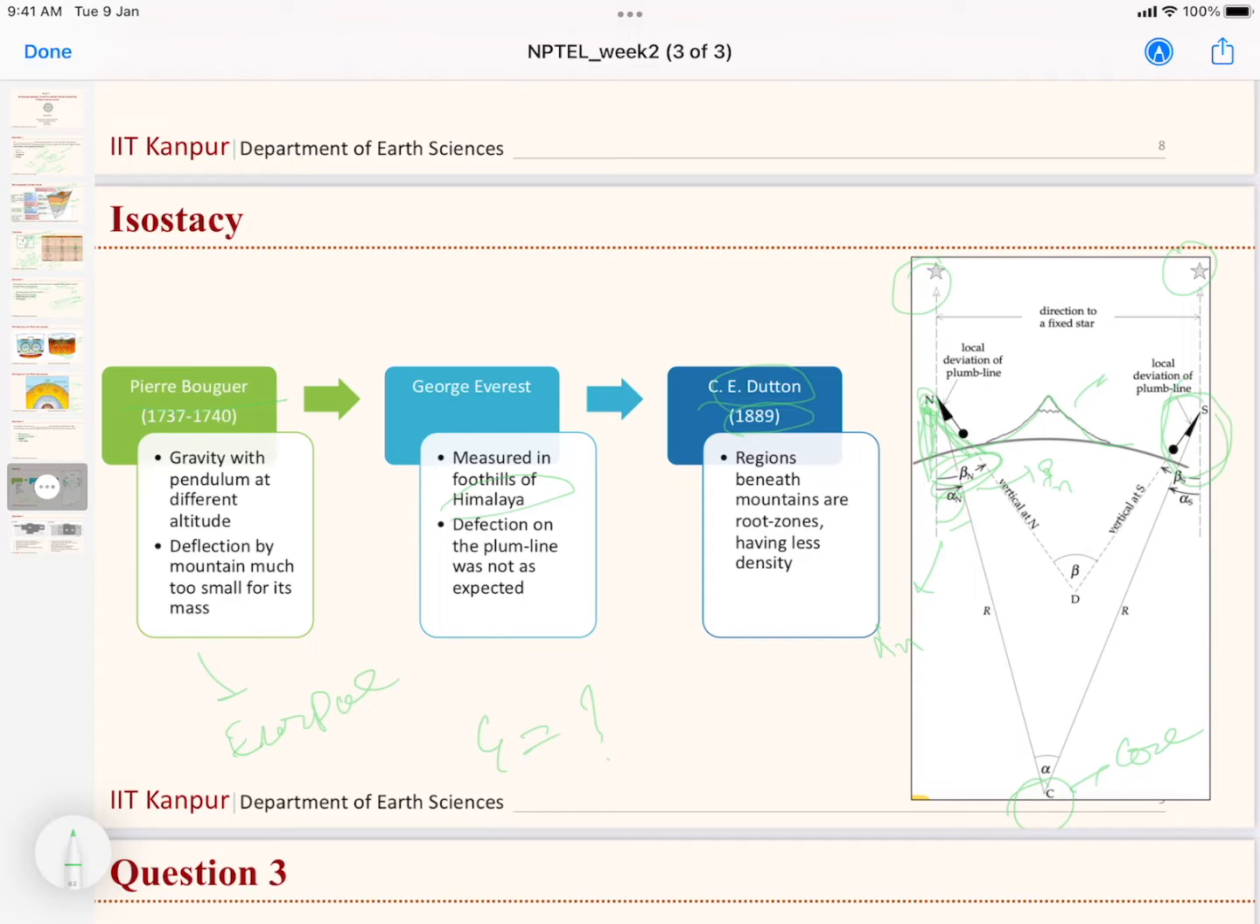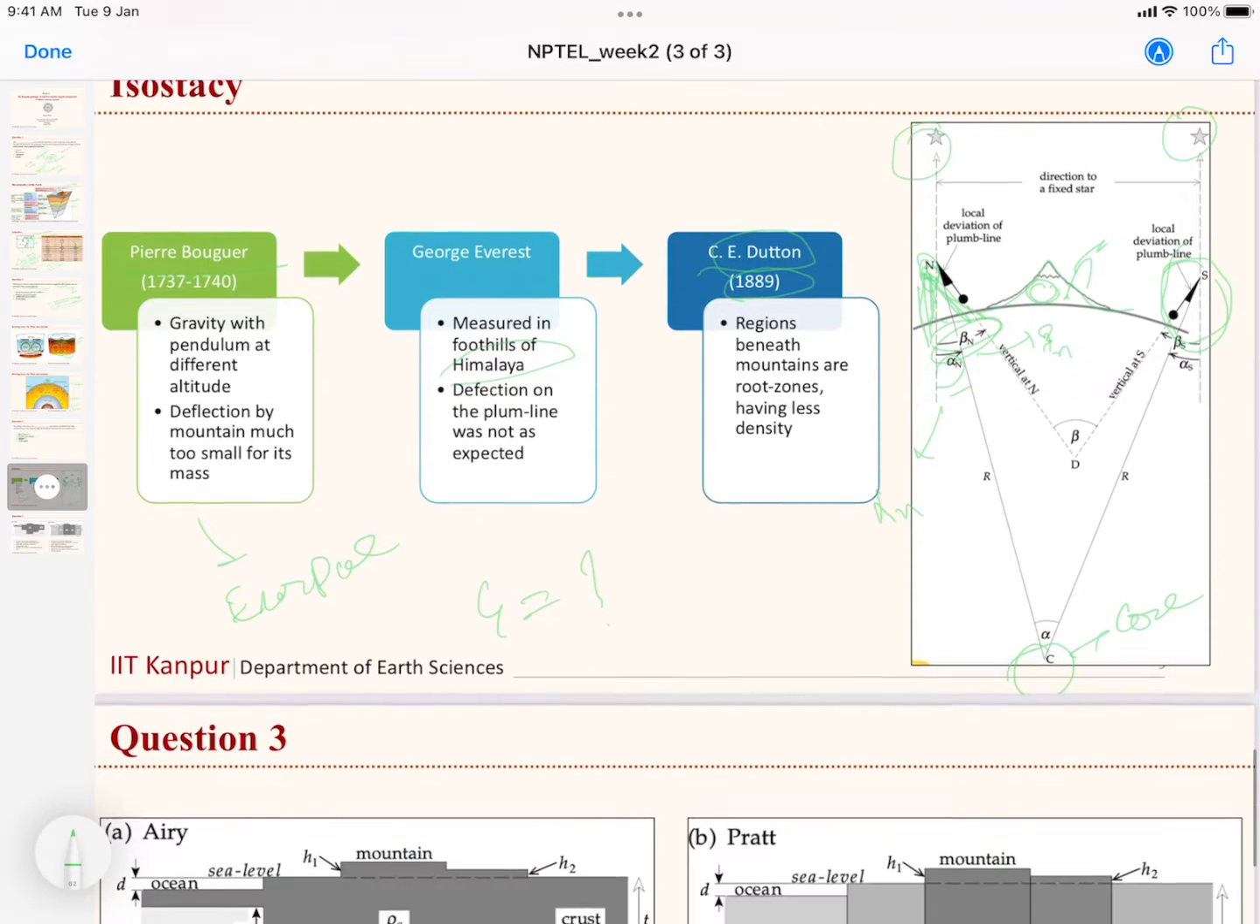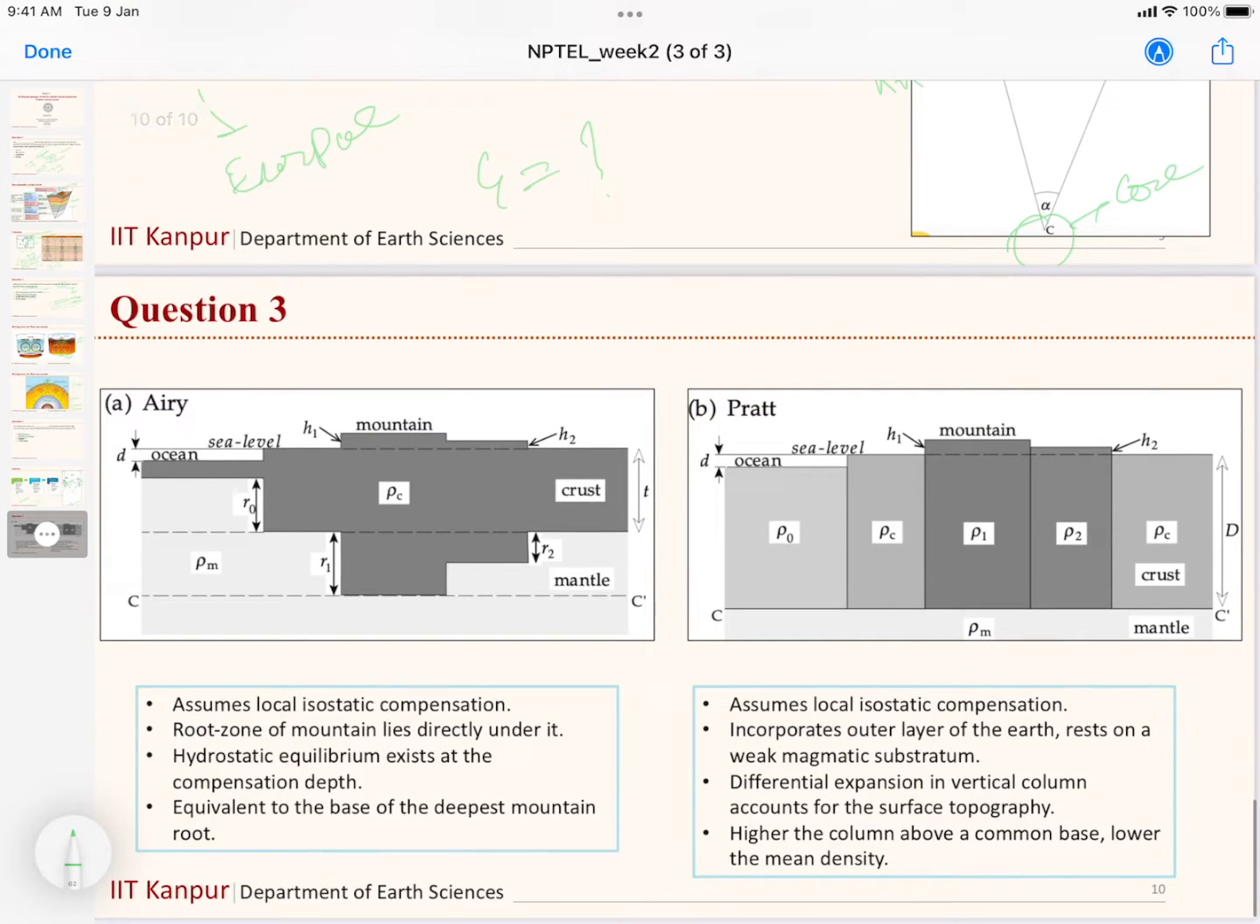The answer to that question was, since they were thinking that the density or the mass of the mountain would be equal to the density of the crust. But what they found out later is that the density of this mountain material is less as compared to the crust density, and that's why they were getting a lesser deflection. To explain this phenomenon in more detail, they proposed two kinds of models that we call isostasy models.